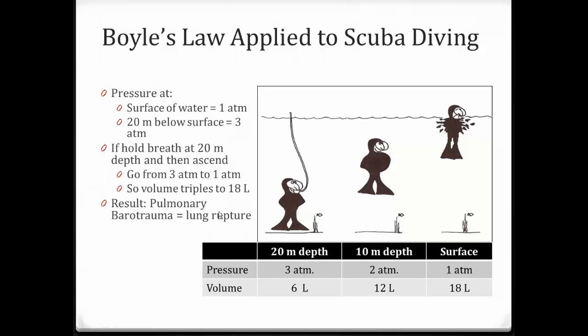So if I hold my breath at 20 meters at 3 atmospheres, the volume there is, let's say, 6 liters. Okay, typical inhalation volume. Now I hold my breath. I go to 10 meters, I'm only at 2 atmospheres. Well, that means then it's going to end up being 12 liters of volume. Remember, if I decrease pressure, I'm going to increase volume. And then if I go to the surface, now I'm down at 1 atmosphere, and the volume is going to increase to 18 liters. Well, your lungs can't hold 18 liters, so that means they're going to burst.